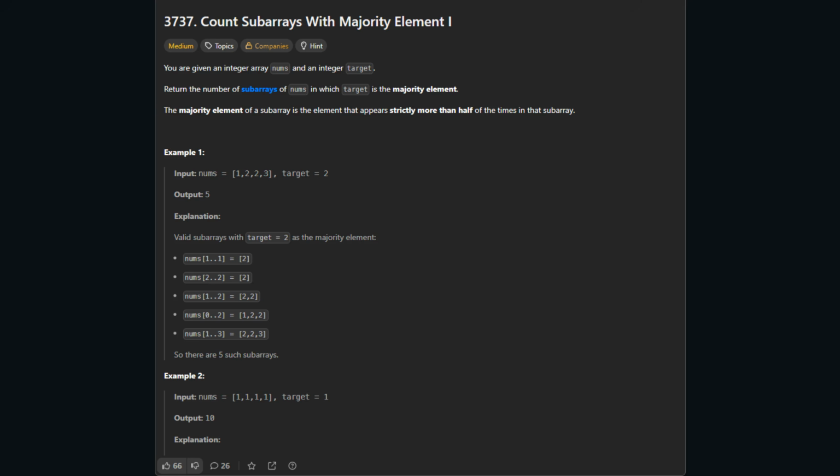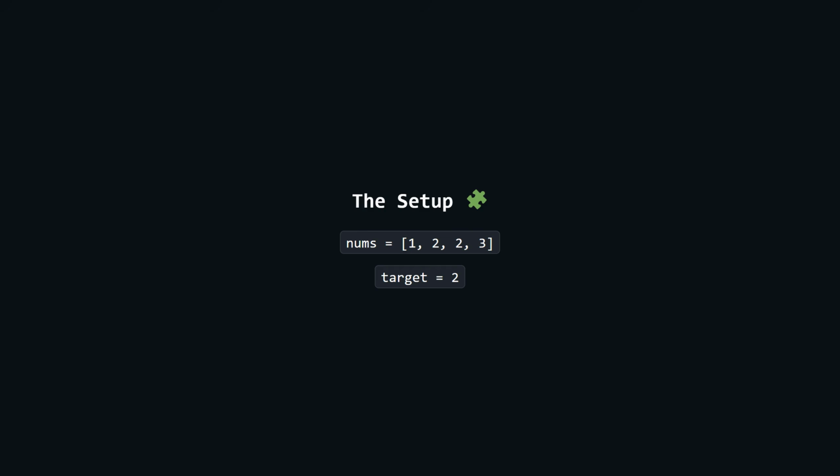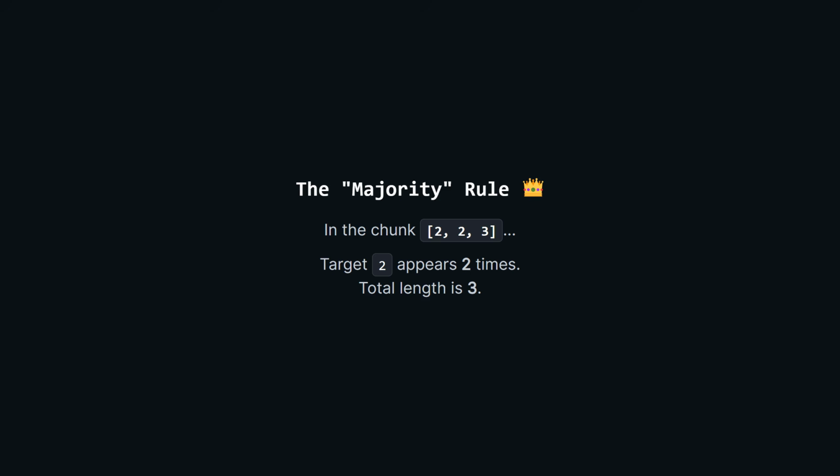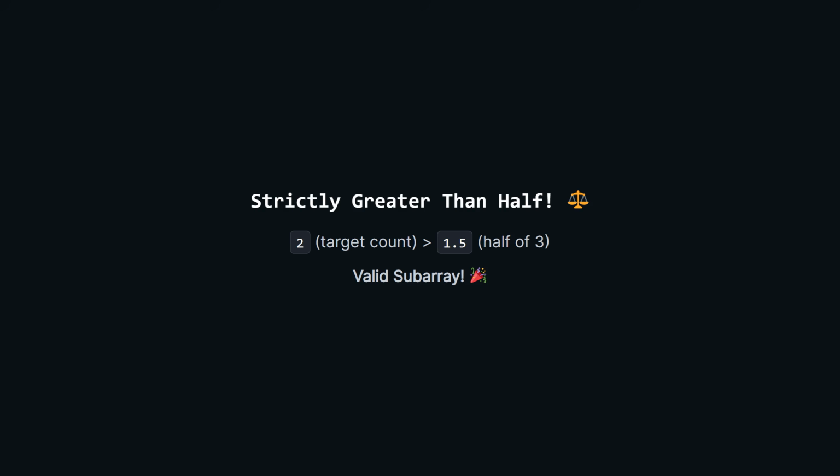Let's get started. Here is the problem description from Leetcode. It's a bit wordy, so let's just break it down visually. We are given a list of numbers and a specific target number that we care about. Our goal is to look at different subarrays. A subarray is just a continuous chunk of the original list, like picking out the numbers 2, 2, and 3 in a row. For a chunk to be a winner, our target number has to be the strict majority element. That means the target has to show up more than half the time in that chunk. Since 2 is greater than 1.5, this chunk counts toward our total.